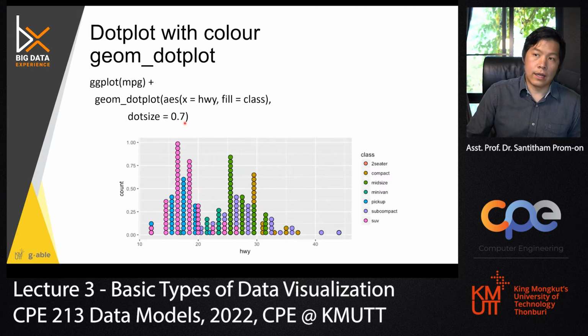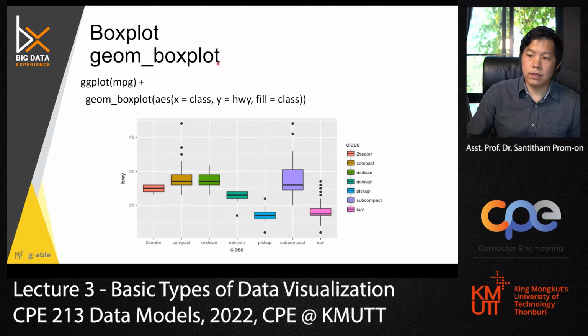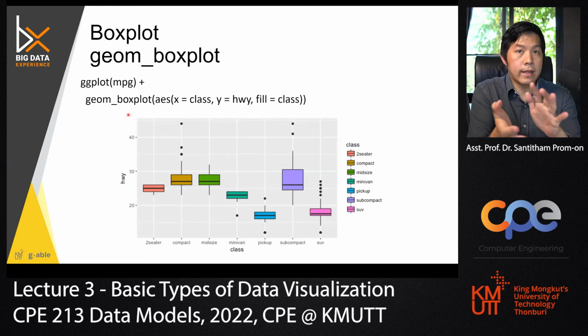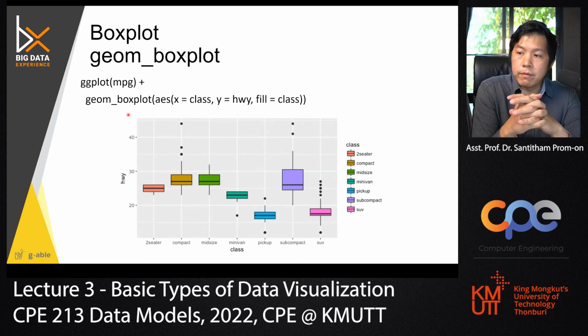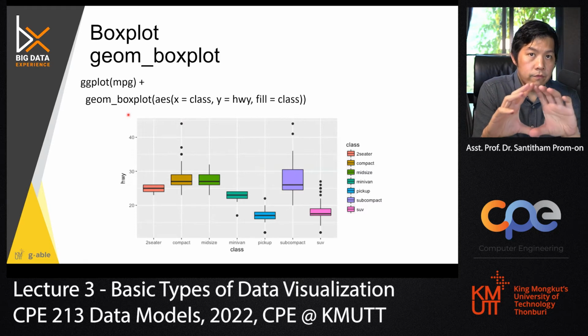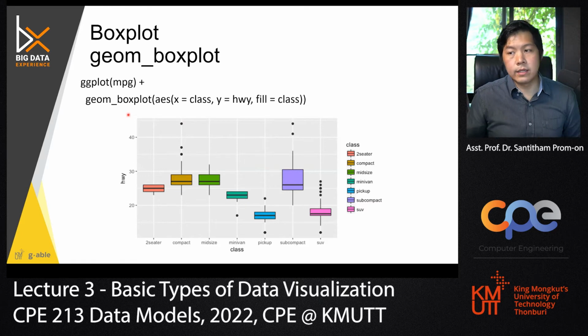Okay, another one, this is geom_boxplot. Geom_boxplot will show you the box plot. What is the box plot? We will look at that in the distribution lecture next time. The box plot shows you the distribution. It shows you the 50% of the data in the middle. Right? We'll look at that in the distribution lecture next time.